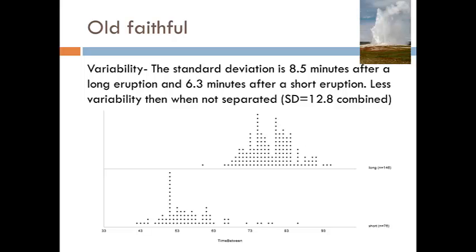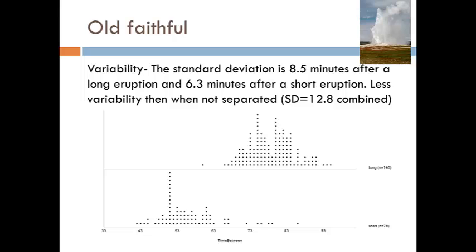The standard deviation is a number that tells you on average, how far is the data away from the center, from the mean? The standard deviation is 8.5 minutes after a long eruption, 6.3 minutes after a short eruption. So this gives you a sense of how spread out is this data.